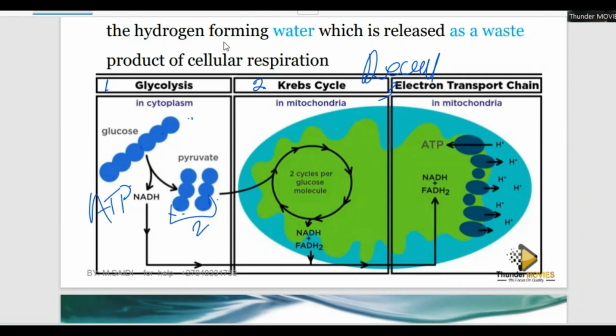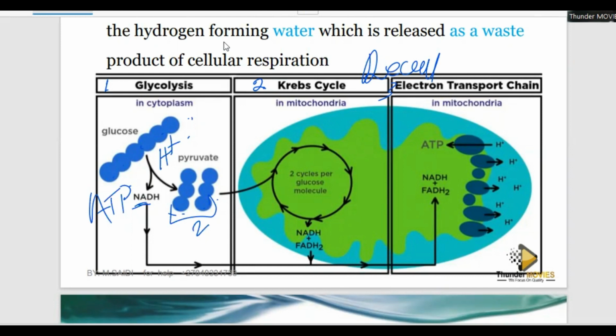Number 3, you produce a hydrogen ion. This hydrogen ion will add to NAD, which is nicotinamide adenine dinucleotide, to form NADH. This NADH will go through the Krebs cycle in the mitochondrion, and then it enters the oxidative phosphorylation. That's point number 1, glycolysis.